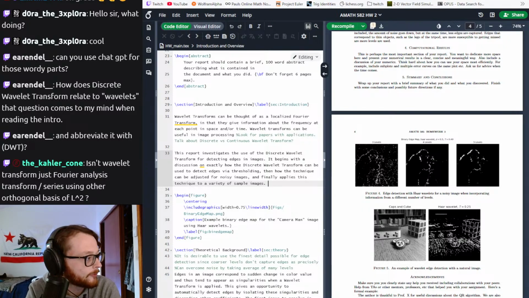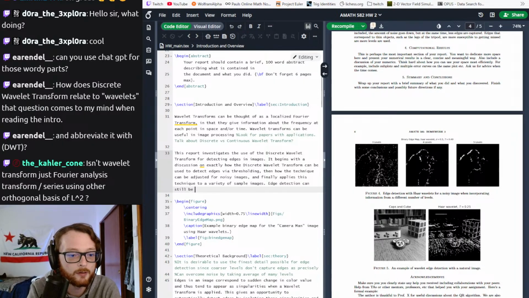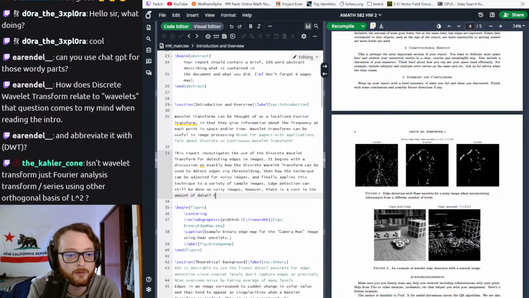I keep wanting to say when noise is present, but edge detection can still be done on noisy images. However, there is a cost in the amount of detail that is possible to recover.